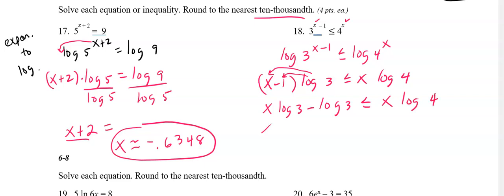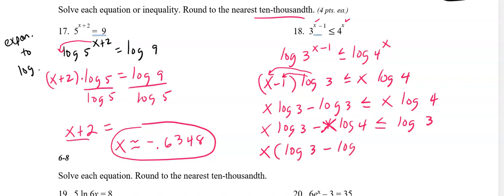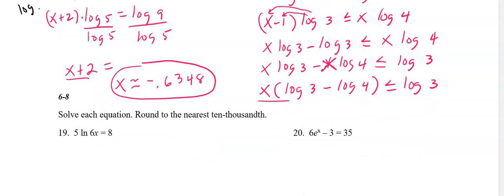And now I want to put x logs on the same side. So I'm subtracting x log 4, and I'm adding log 3. And now with the x logs on the same side, I can factor out x. And now I'm going to go to my calculator, and I'm dividing. Let me just show you what I'm doing here. I'm going to be dividing both sides. So since I'm multiplying here, I'm going to divide both sides by log 3 minus log 4.